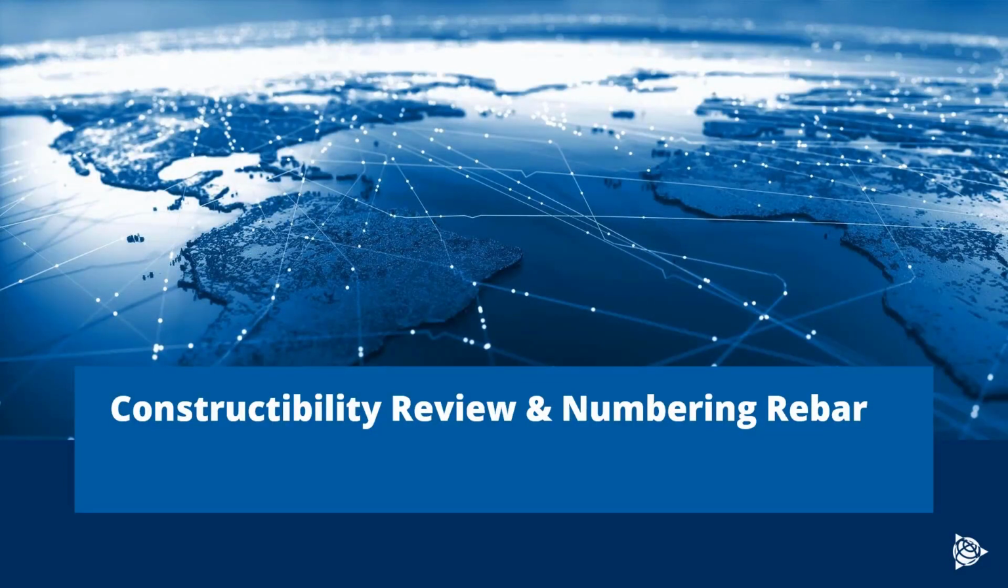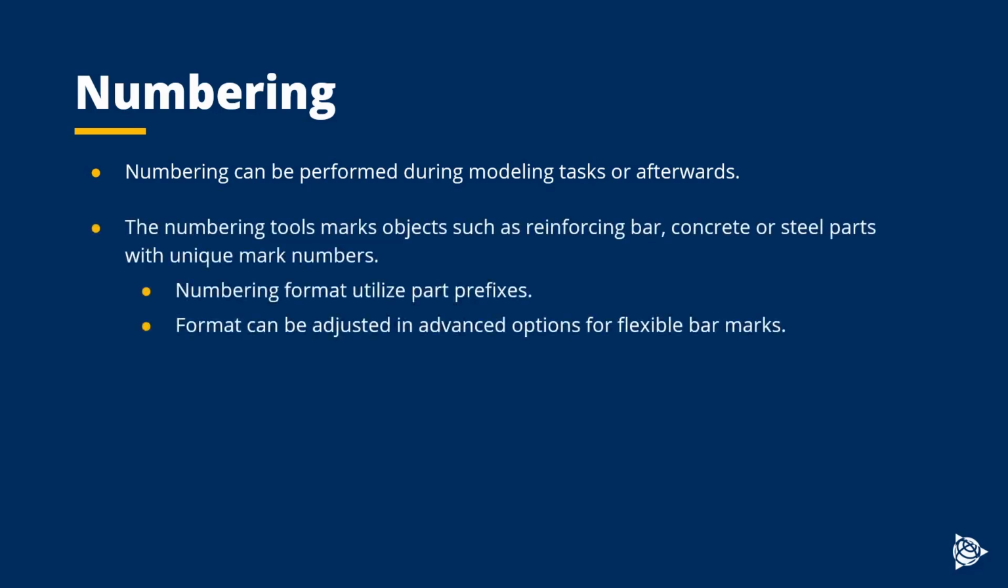Now, once we've reached the point where we can start producing initial reports on our project, it's time to start thinking about our deliverables. But before we get to creating our drawings and other output, there are a couple of things we need to or should consider doing. The first of those things is to number our reinforcement. Now, numbering can be done at any stage of the game, but it's usually at this point where users are probably going to consider performing initial numbering.